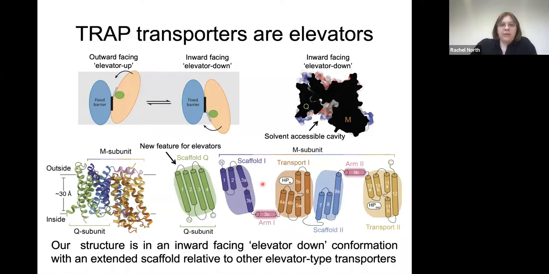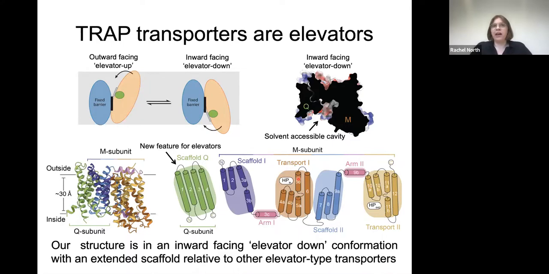And so, as I mentioned, TRAP transporters are comprised of two domains, the Q domain and the M domain, which you can see here and here. The Q is the scaffold and the M is the transport. We have the Q subunit, which is made up of 4 transmembrane helices, and the M subunit is made up of 12 transmembrane helices. And this M subunit has 2 inverted repeats. One of them is here, and the other one is here. And these inverted repeats are also made up of a scaffold domain and a transport domain.